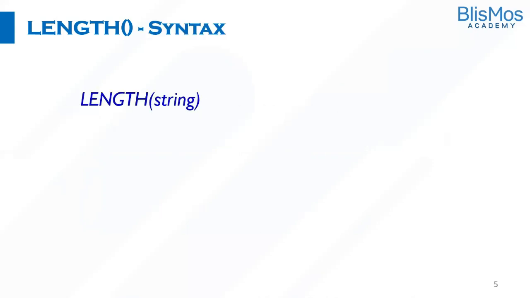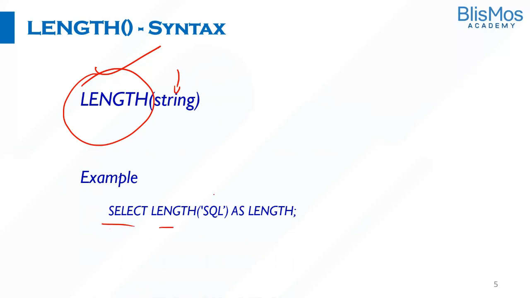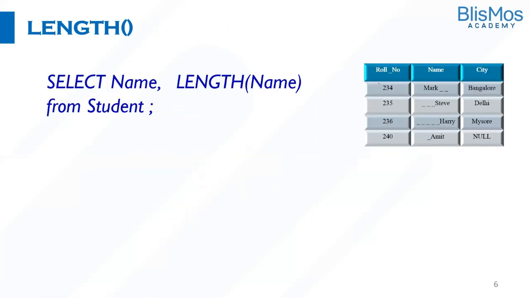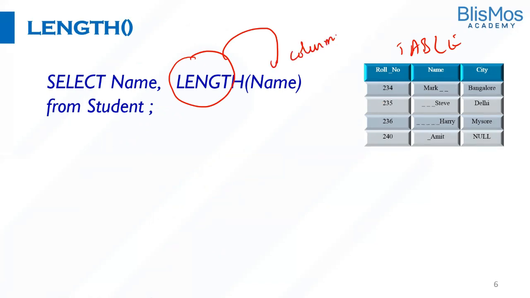What is the syntax? Very simple. Use the length function and provide the string of which you want to find the length. For example, select length('SQL') as length. This will calculate the length of the string and assign it to one particular column. So we'll get 3 as the length because SQL is 3 letters. And if you want the length of a column in a table, all you have to do is use the length function and provide the column name as an argument. It will calculate the length of all the values in that column. In this case, it will calculate the length of name.